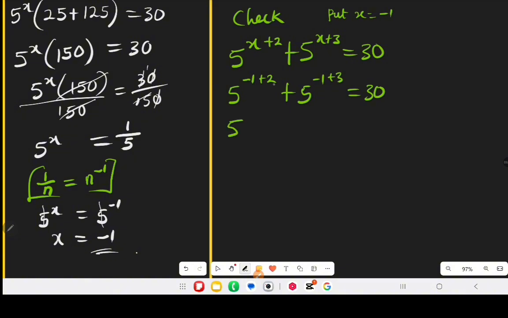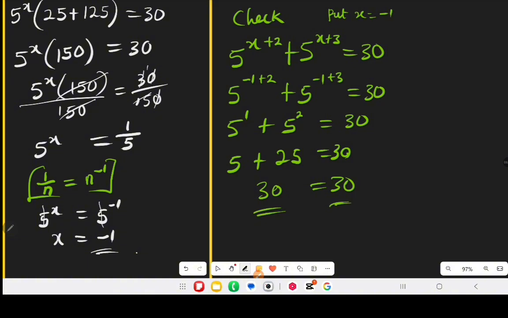5 raised to the power of minus 1 plus 2 gives us 5 raised to the power of 1, plus 5 raised to the power of minus 1 plus 3 gives us 5 raised to the power of 2. Is it equal to 30? 5 raised to the power of 1 is 5, plus 5 raised to the power of 2 is 25. Is it equal to 30? 5 plus 25 gives us 30, which is equal to 30. The left hand side is equal to the right hand side, so our answer is correct.